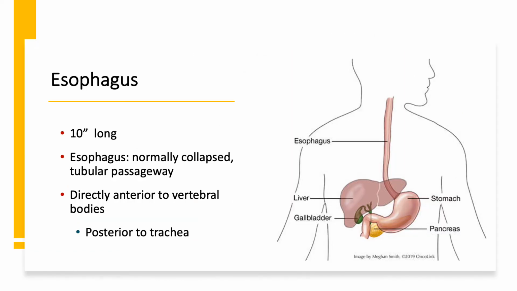The esophagus then is what connects the pharynx to the stomach. It's about a 10-inch section of tubing, and that passageway is normally collapsed until you get ingested materials moving through it, and it'll open to accommodate that. And it's directly anterior to the vertebral column, but then posterior to the trachea, that passageway for air.